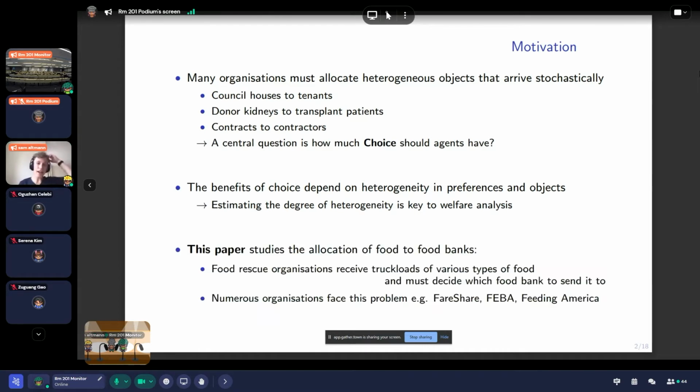In this talk, I'm going to discuss the allocation of food to food banks. So food rescue organizations are charities that receive truckloads of food every day and have to decide which of their network of food banks to send this food to. And this is a problem faced by many organizations around the world. I'm going to focus on Feeding America, the largest food rescue organization in the United States.